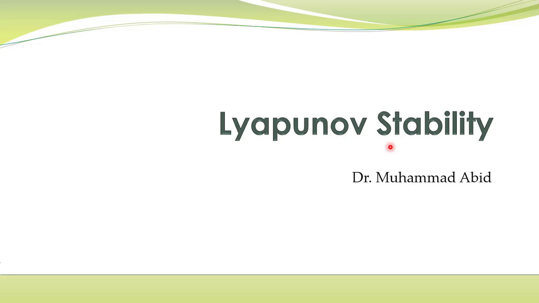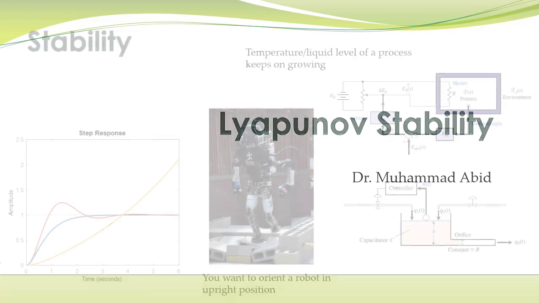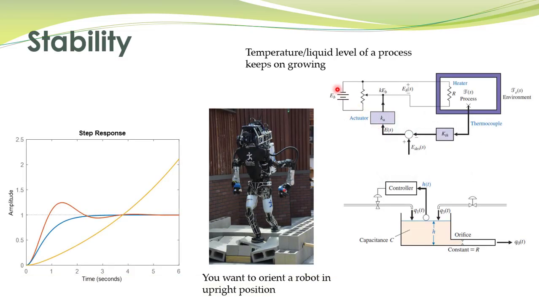In today's lecture, we are going to start a very important topic, that is Lyapunov stability. So first we study what is stability. In industrial processes, you have to control many variables. For example, you may be required to control the level of liquid inside a tank. You may be required to maintain temperature of a process at a particular level. You may be required to control and maintain the position of some object at a particular level.